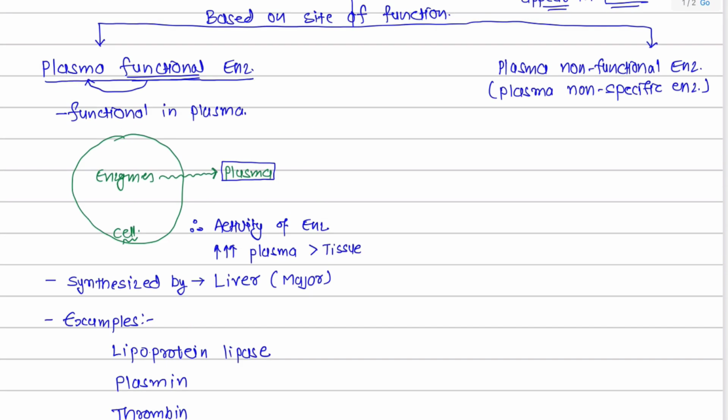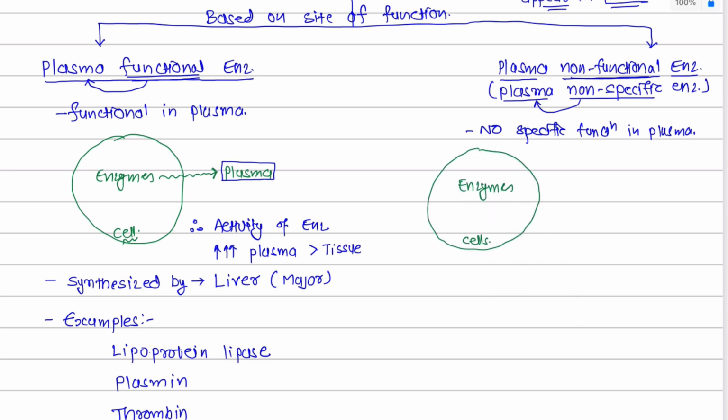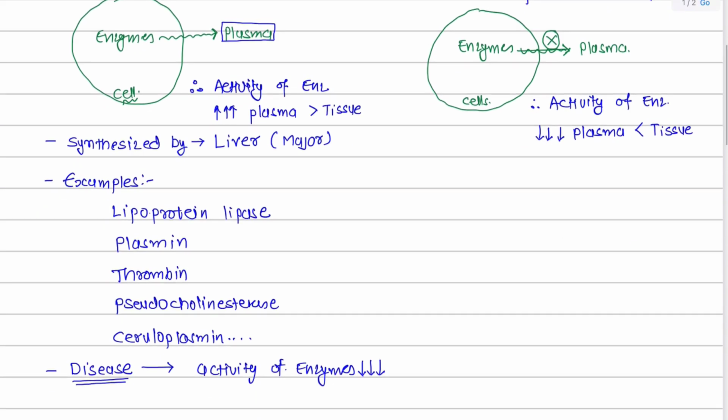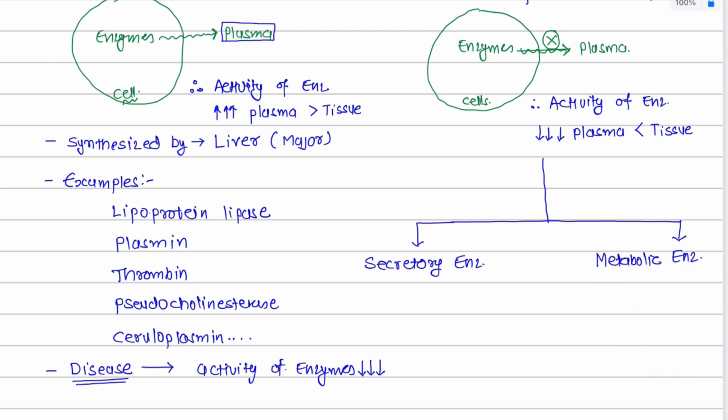Now, let's look at the plasma non-functional enzymes, also called plasma non-specific enzymes. As the name suggests, they have no specific function in the plasma. Naturally, once these enzymes are synthesized by cells, they are not normally secreted into the plasma. Therefore, the activity of such enzymes is very low in plasma compared to the tissues. Plasma non-functional enzymes are further divided into two groups, secretory enzymes and metabolic enzymes.